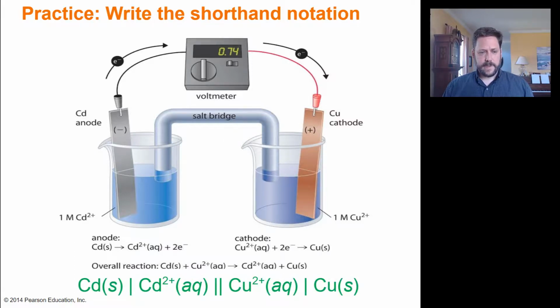Here's the answer to that. The shorthand notation shows that cadmium is the anode and copper is the cathode. And again, sometimes in addition to aq for aqueous, you'll see 1 molar or any other particular molarity that may be involved of those aqueous solutions.